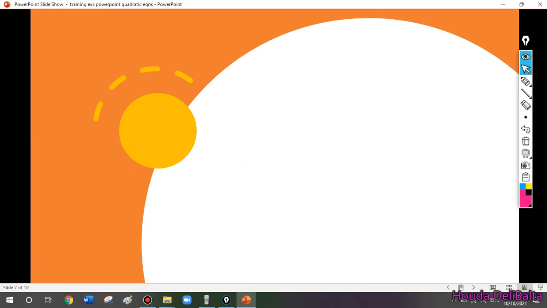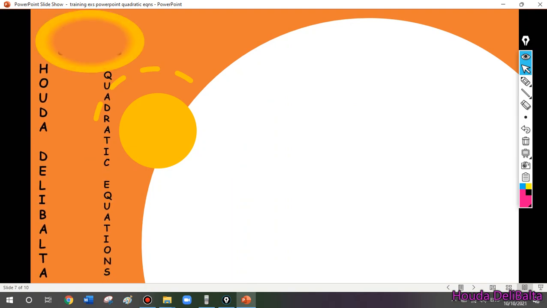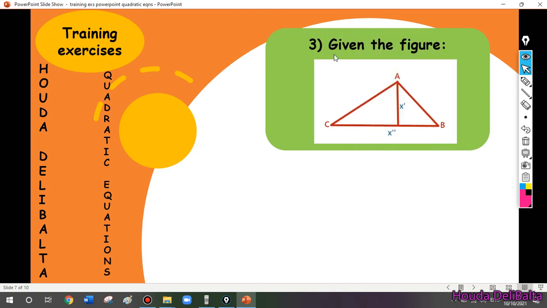Let's continue more training exercises using quadratic equations. Here we go with training exercise 3. As you see, we have a scalene triangle ABC. We have the height represented by x prime and BC represented by x double prime.